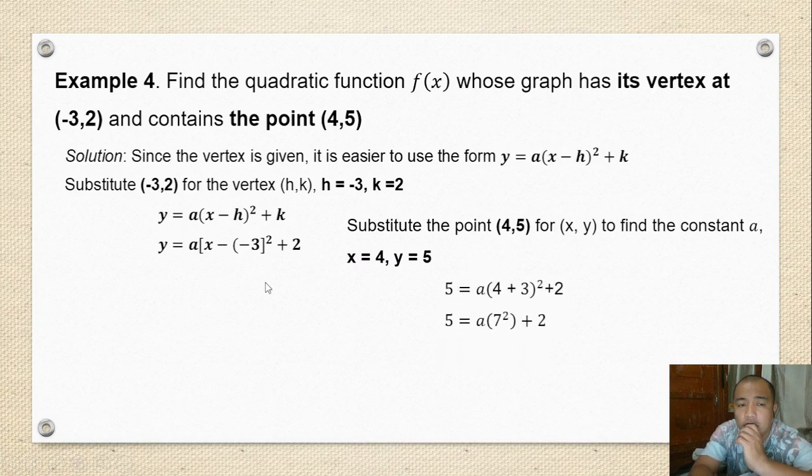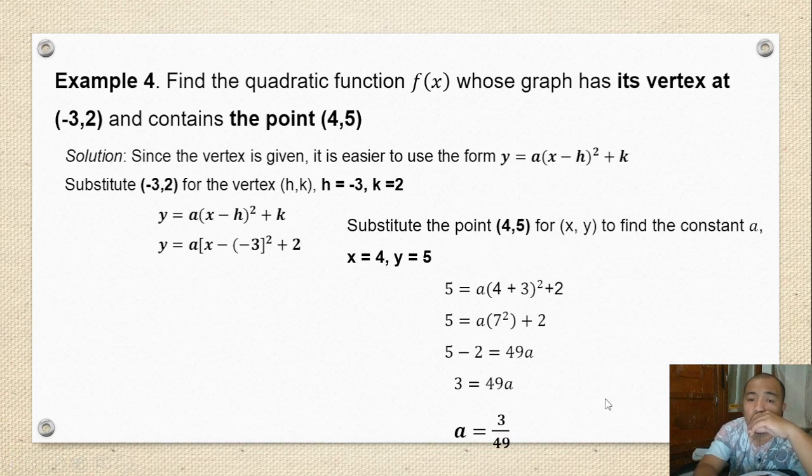What is y? 5 equals a times the quantity 4 plus 3, 4 plus 3 squared is 7 squared, plus 2. So that is 49a equals 3, since 5 minus 2 is 3. So divide both sides by 49. Therefore, a is 3 over 49. This time it's not equal to 1. 3 over 49.